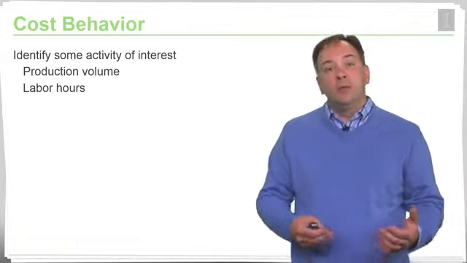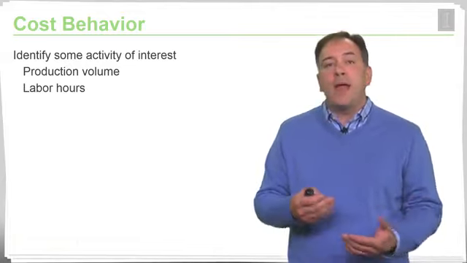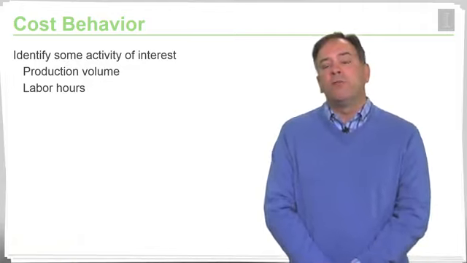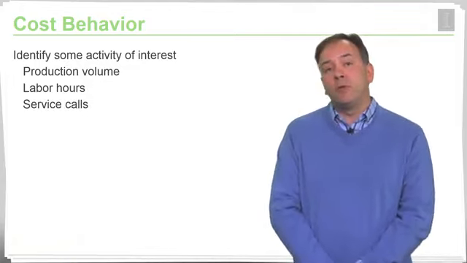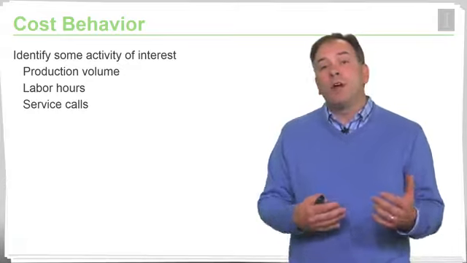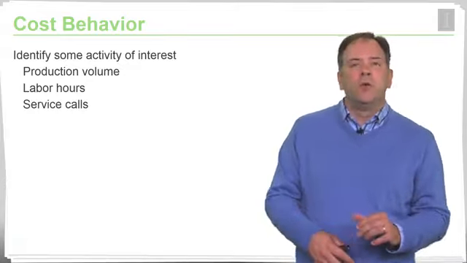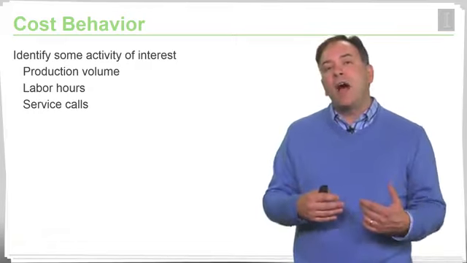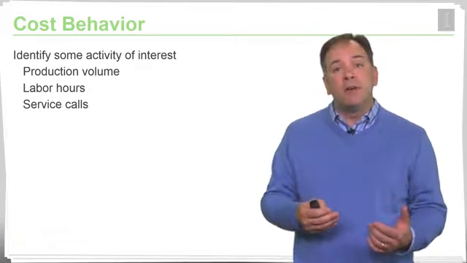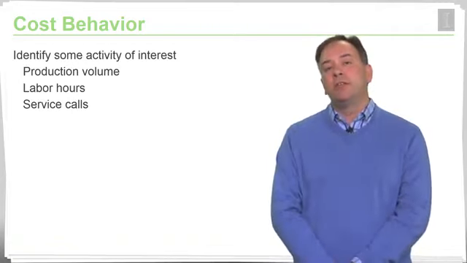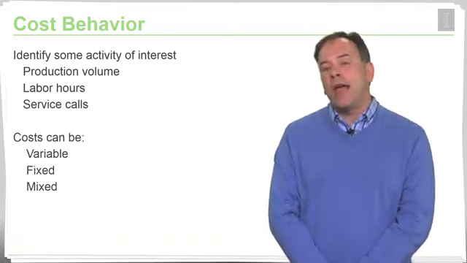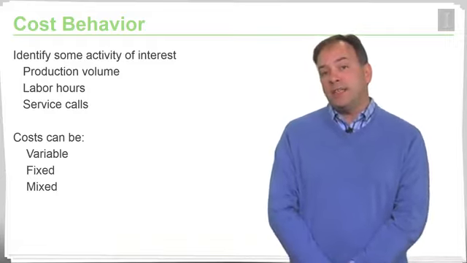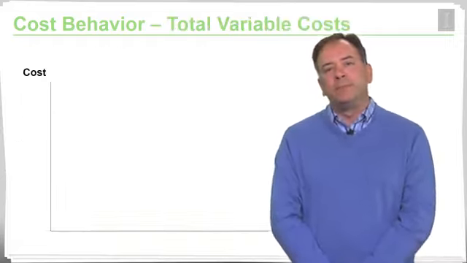It could also be something about the inputs, and that might be how much our labor is working, perhaps measured by labor hours. And of course, other activities of interest arise in different organizations. Maybe this is the number of customer visits or service calls. Whatever your activity of interest is, we would then classify our costs according to the behavior that correlated with this activity of interest. And so we have three general categories of cost behavior. Costs can be variable, fixed, or mixed in some fashion.